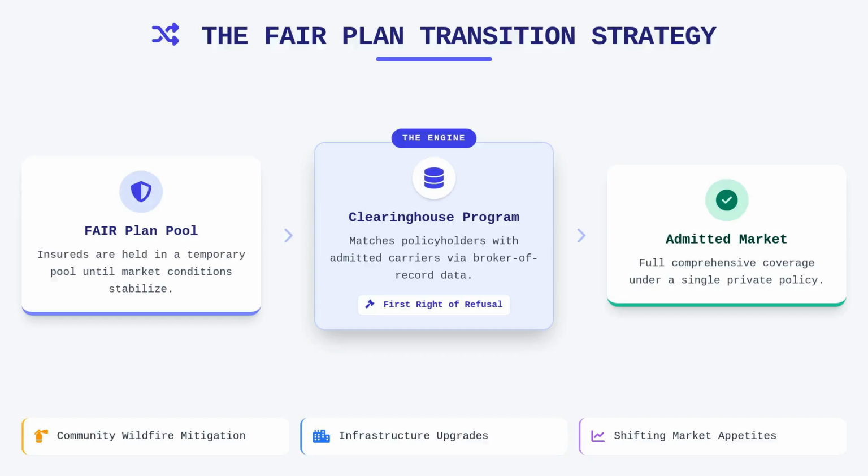The transition strategy relies on a structured sequence where non-admitted carriers can access clearinghouse data only after admitted carriers have exhausted their first right of refusal. Moving a consumer out of the pool and back into the traditional market restores comprehensive coverage under a single policy, fulfilling the legislative intent of the program.